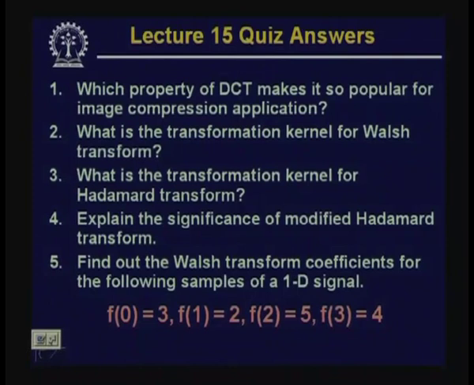The fifth problem was one where you have to find the Walsh transformation coefficients of the following samples. This is also quite simple from the discussion that we had. If I simply replace these values in the Walsh transform expressions that we discussed, we will get the Walsh transform coefficients.